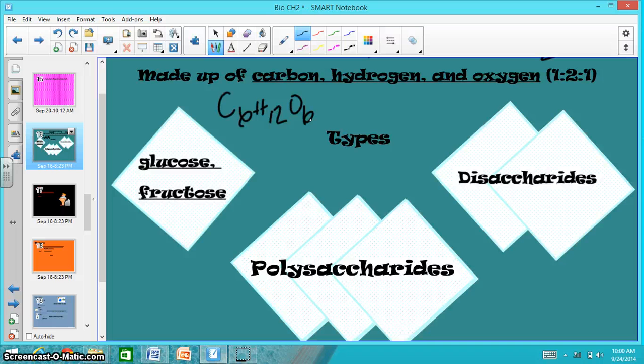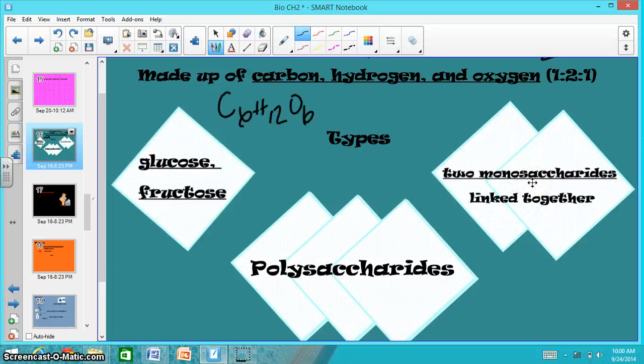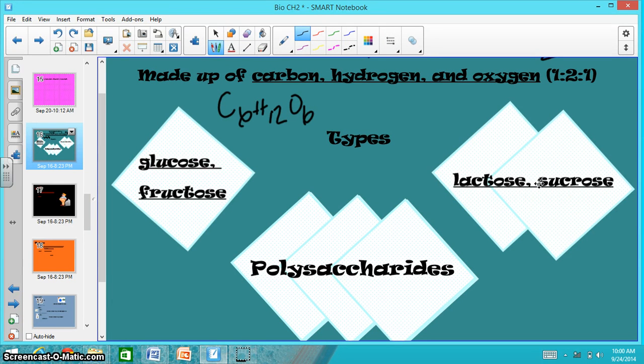You also take in disaccharides. Disaccharides means it's 2 monosaccharides that are linked together. These include lactose and sucrose. As you've noticed so far, each of these sugars ends in OSE. Okay, typically that's what a sugar is going to end in, the suffix OSE.